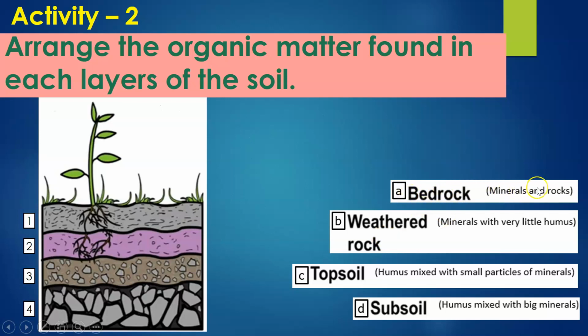It has minerals and rocks. B, weathered rock. Weathered rock has minerals with very little humus. C, topsoil. It has humus mixed with the small particles of minerals. And finally, D, subsoil, humus mixed with big minerals. So arrange it to the right layers. Time starts now.